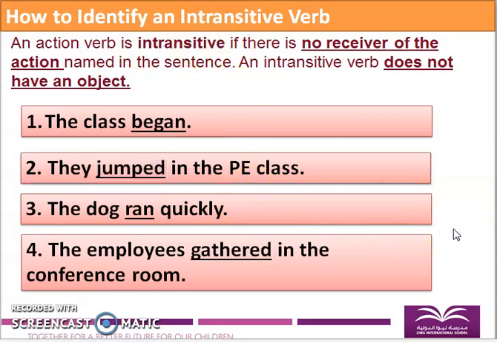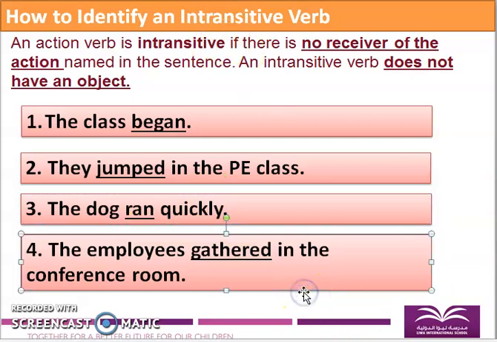Number 3. The dog ran quickly. What is our verb here? Ran. And this is intransitive verb. Why? Because there is no receiver of the action run. Like if we are going to answer the question, the dog ran what? Can we get an answer from this sentence? None. There is no answer for the question what. Even the question who, there is no answer. So this ran is an example of intransitive verb.